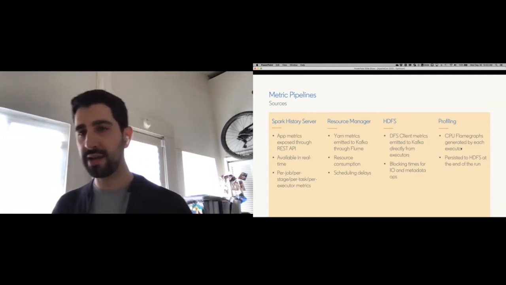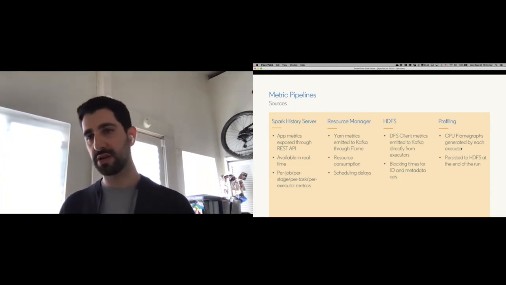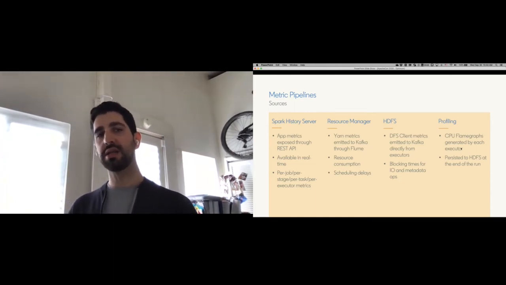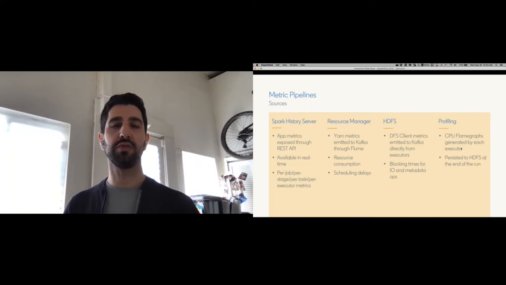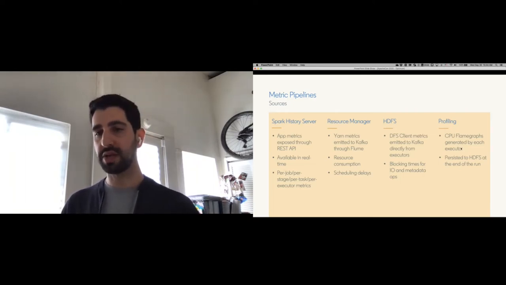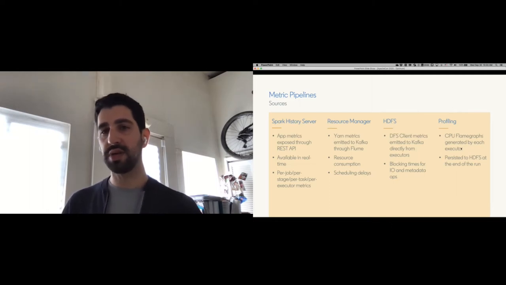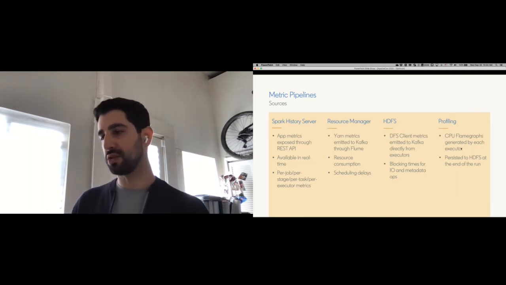And then for profiling, we have CPU flame graphs that are generated by each executor. This is kind of optional. It's up to the user if they want to configure their job to produce those. Those are persisted to HDFS, and then they can be accessed right after the job has finished running.